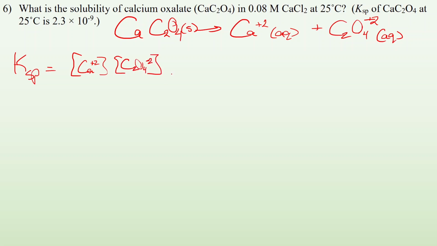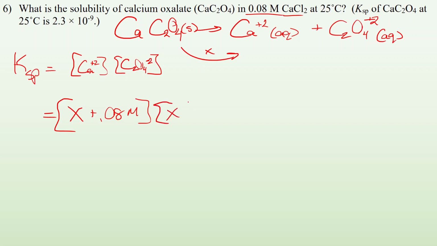So that's my expression. They're saying the solution is already 0.08 molar in calcium. So if I need to know the solubility of calcium oxalate, I know I'm really going to have x plus 0.08 molar as my calcium ion concentration, right? If x amount dissolves, I end up with x amount of calcium plus the 0.08 that was there, but I also end up with x amount of C2O4 2-, and that's got to equal my Ksp.